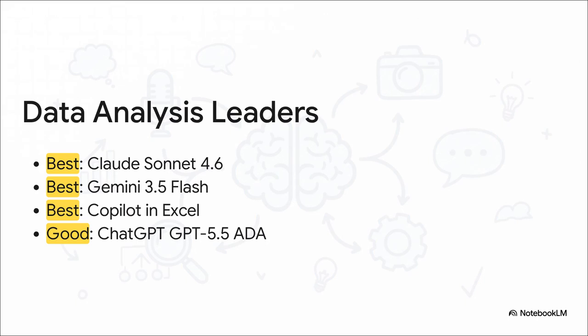So what about the numbers? For data analysis and spreadsheets, we see a totally different lineup. Here, Copilot in Excel and Gemini 3.5 Flash step up to tie Claude Sonnet 4.6 for the absolute best performance. They take the top spots. Meanwhile, ChatGPT's GPT 5.5 Ada sits slightly lower at the good tier. Basically, if you live in spreadsheets, Copilot and Gemini are demanding your attention.